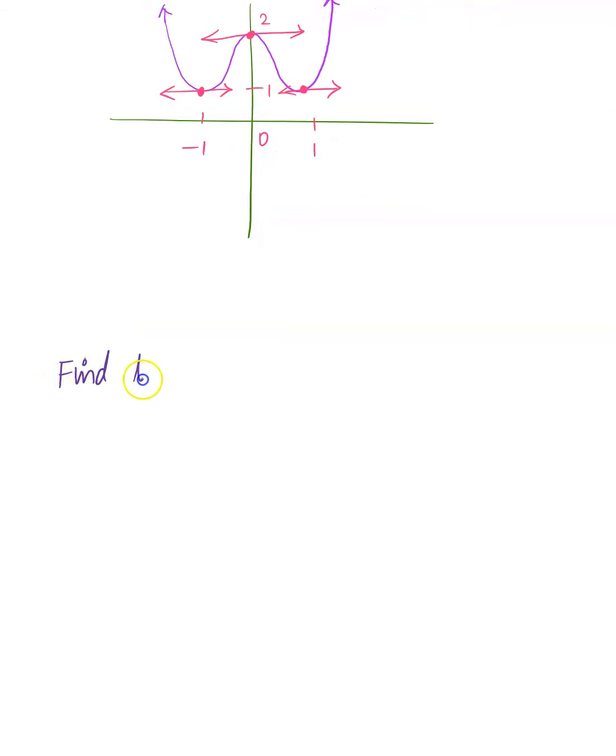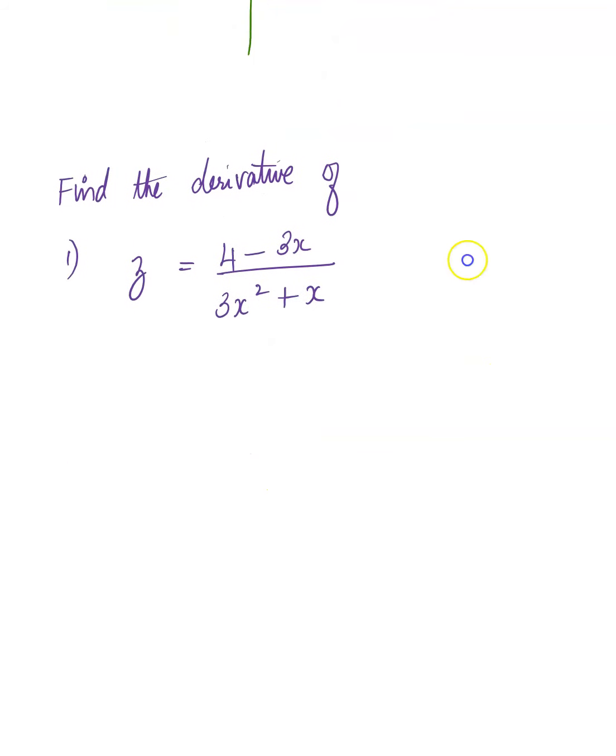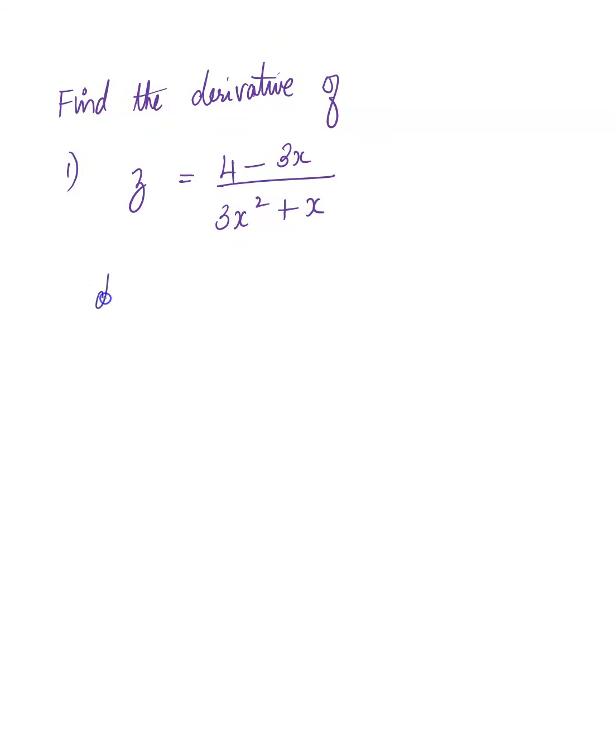So let's do find the derivative of, and I'll just do a few problems here. So the first one is, let's use a z, we're not using x and y. 4 minus 3x over 3x squared plus x. So we want to find the derivative of this. Remember, this is derivative of the function z with respect to x. So dz over dx, which is the same as replacing the z with 4 minus 3x all over 3x squared plus x.